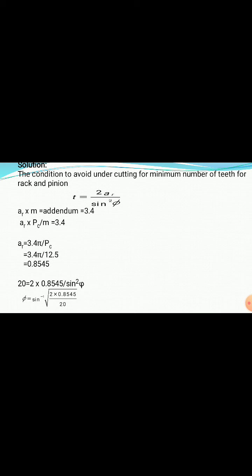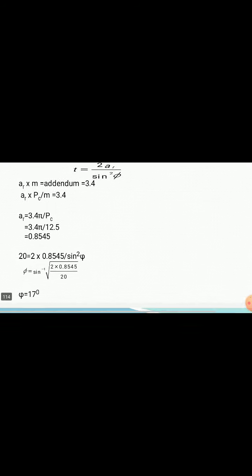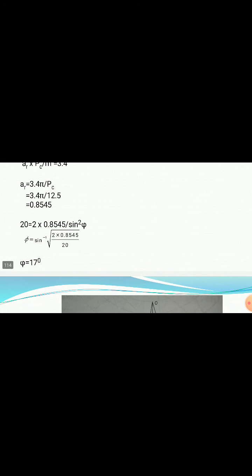T is equal to 20, since a 20 teeth pinion is given. So 20 is equal to 2 into AR, now calculated as 0.8545, divided by sin square phi. In this equation the only unknown is phi. We simplify this equation and we get phi equal to 17 degree. So the angle of obliquity, or pressure angle, is calculated as 17 degree. So this is one of the asked quantities.